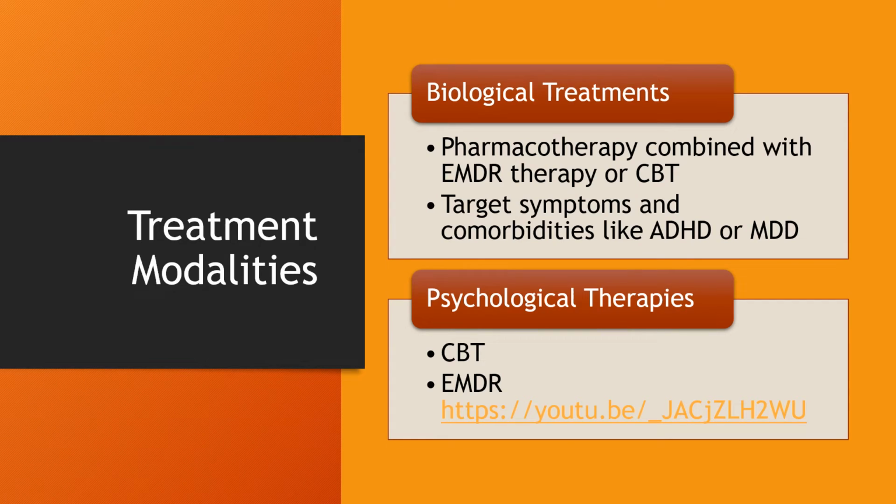Treatment modalities for PTSD in our children and adolescents include biological treatments, so pharmacotherapy, typically combined with EMDR therapy or CBT. These will target symptoms and comorbidities like ADHD and MDD. Psychological therapies, we can talk about CBT and EMDR.